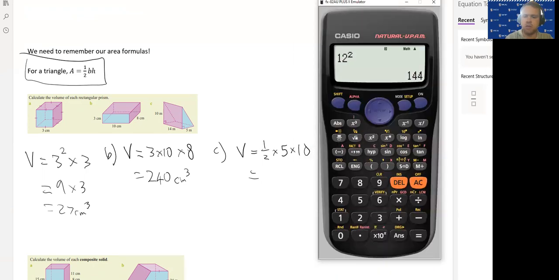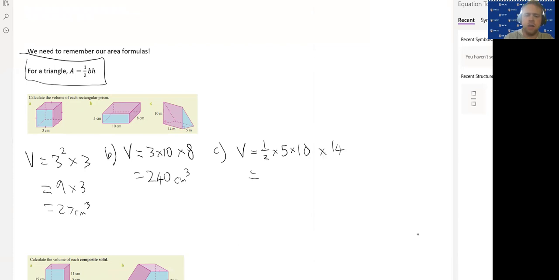Let's just put it all in just to be sure. So half, which is the same as 0.5 times 5 times 10 times 14. And that gives us our volume of 350 meters cubed this time because the dimensions are in meters.